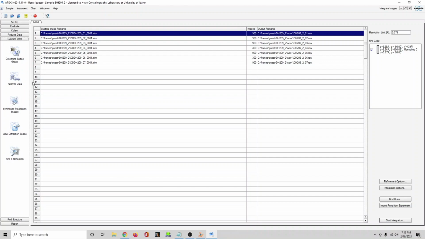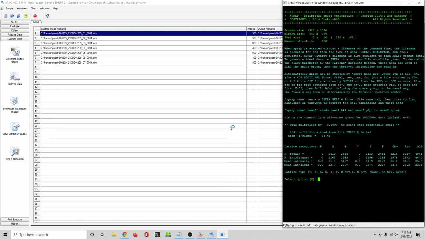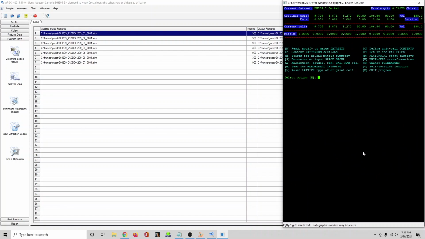And now, it's been a while since I've done a refinement, but now we go to XPrep for the space group symmetry. Very easy. And there are 0 lattice exceptions to either primitive or C-centered lattices, and of course it always picks the highest symmetry, so it should be C. So I'll press enter.